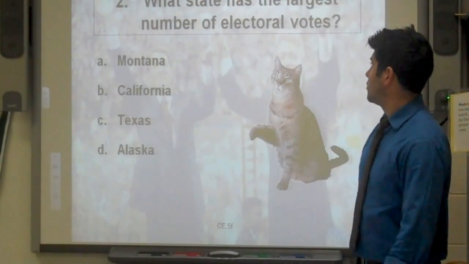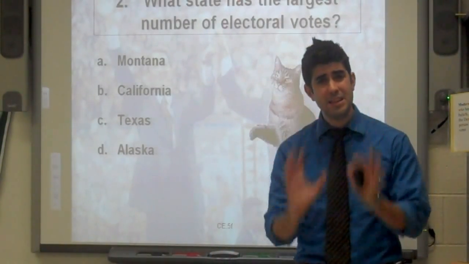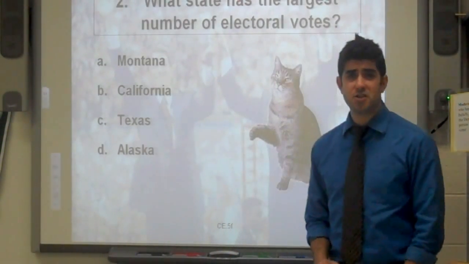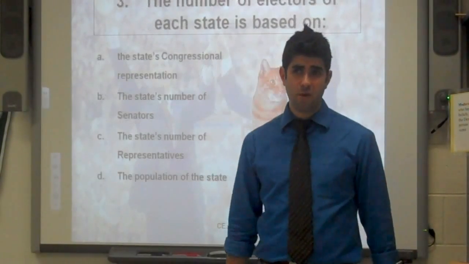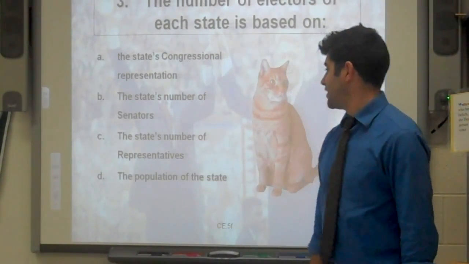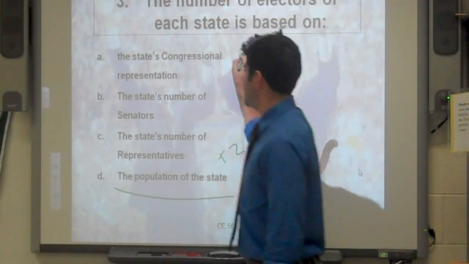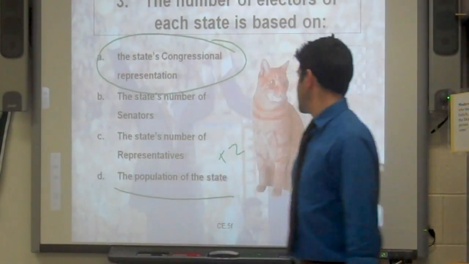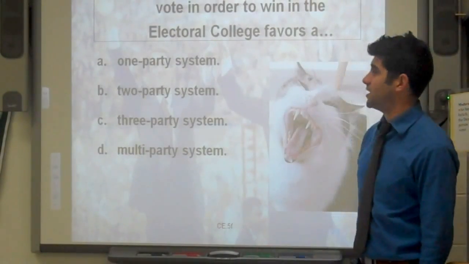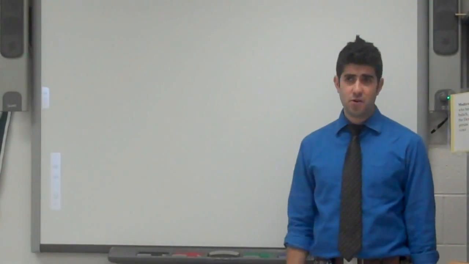Meow. What state has the largest number of electoral votes? So we're looking for the state with the largest population in this country. The correct answer is California. The number of electoral votes is based off of, again, not just the population of a state, because you have to have the 2 senators. Therefore, it is a state's congressional representation. And this whole thing favors a two-party system. I hope you understood the Electoral College.